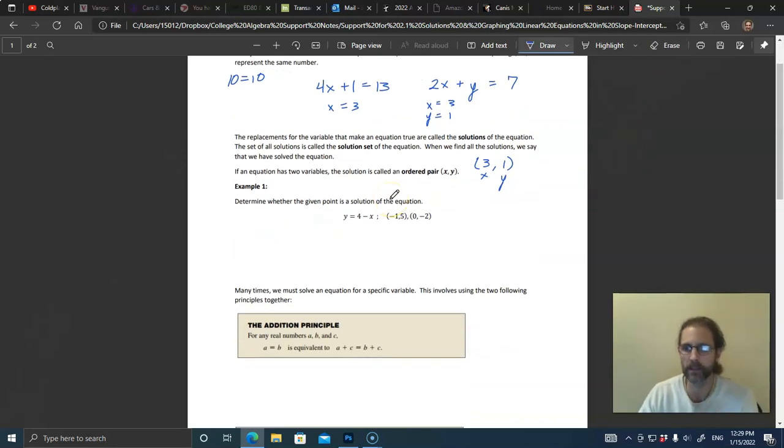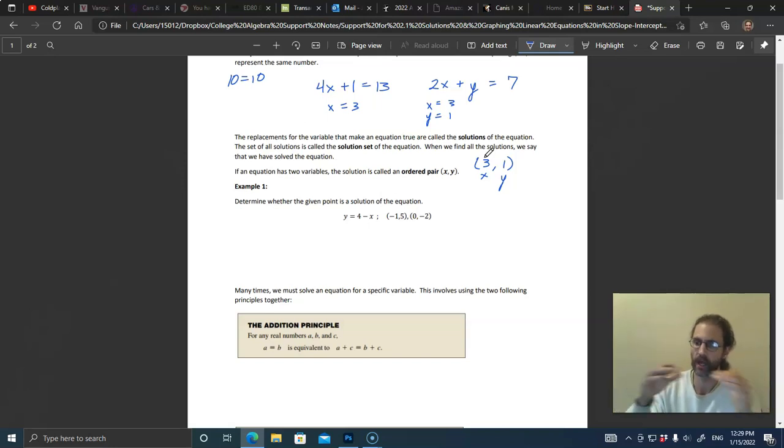Okay, now let's look at example 1. It says determine whether the given point is a solution of the equation. Now these two right here are ordered pairs. We can also call them points because when we plot an ordered pair, we plot it on what we call a coordinate plane, or more specifically a Cartesian coordinate plane.